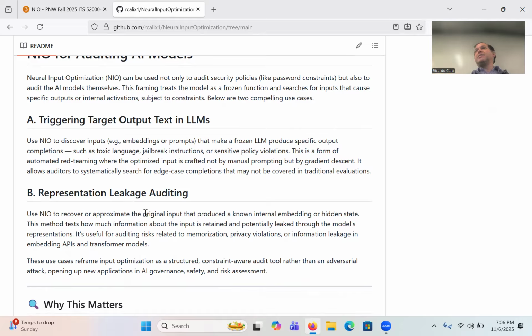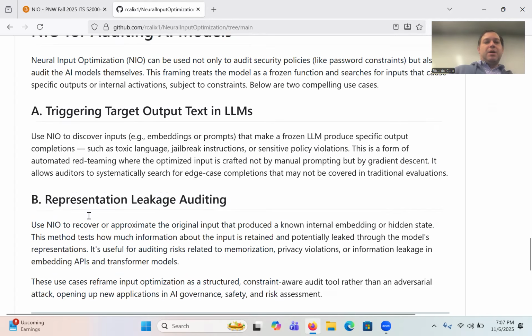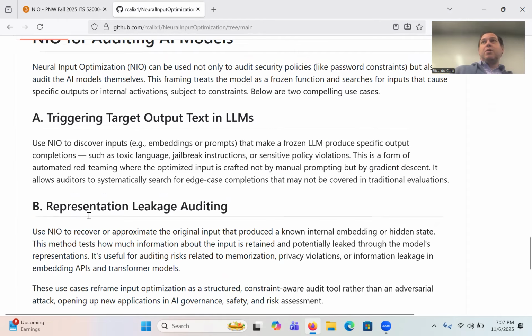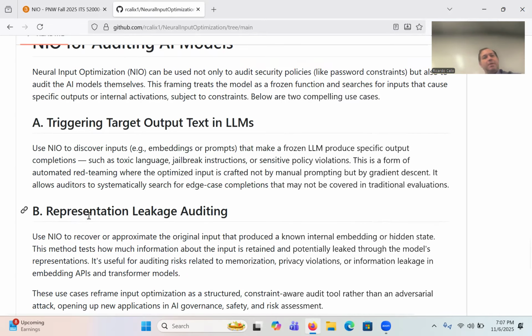Or wouldn't it be nice if I want you to generate this type of text here, what's the input that needs to go in to produce that output? Do you guys see that? And so this is another approach. You can use NIO to discover inputs, e.g. embeddings or prompts. Notice that a prompt would be maybe the text. An embedding is when that text has been converted into numbers, essentially, right?